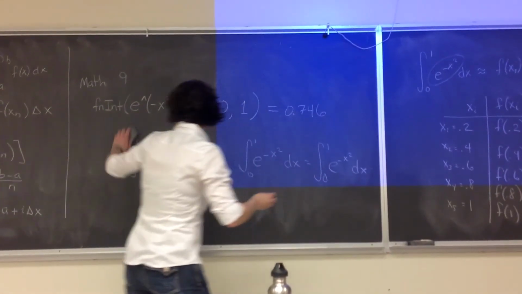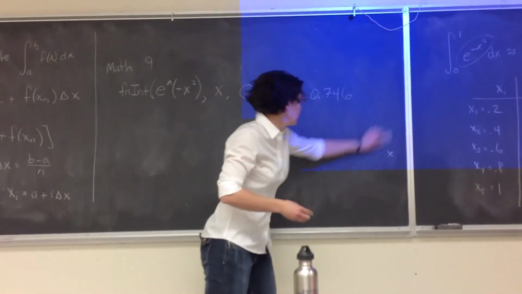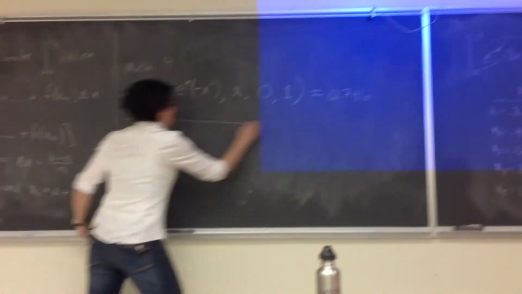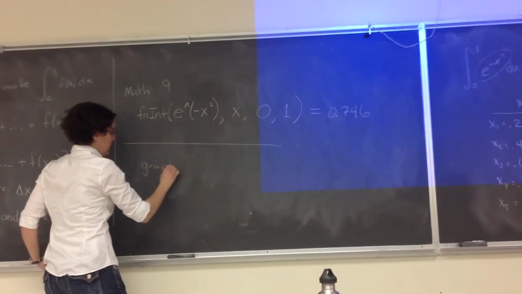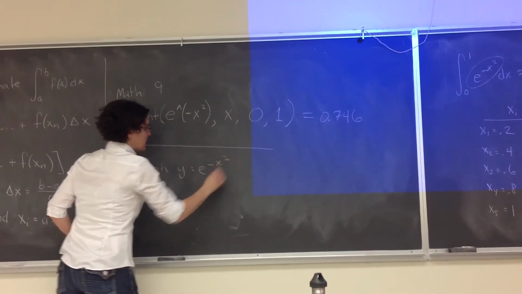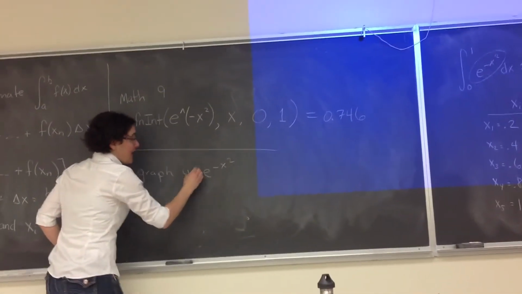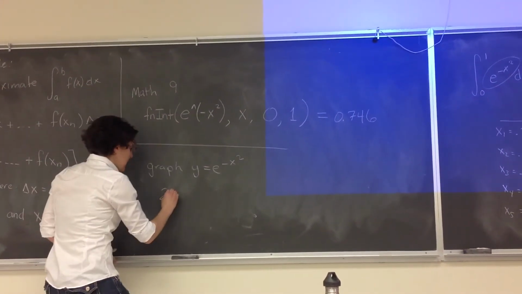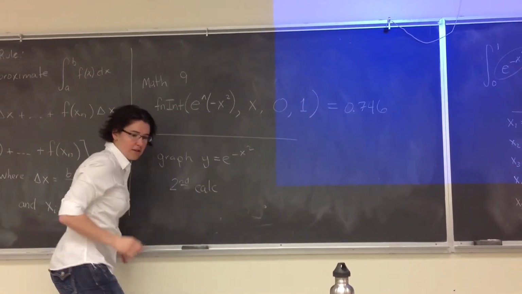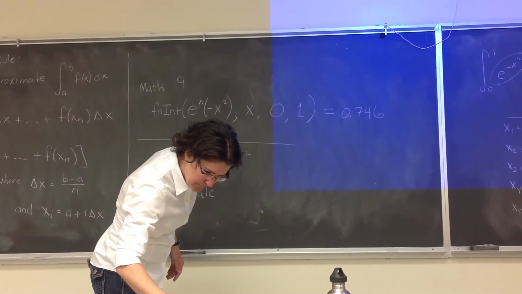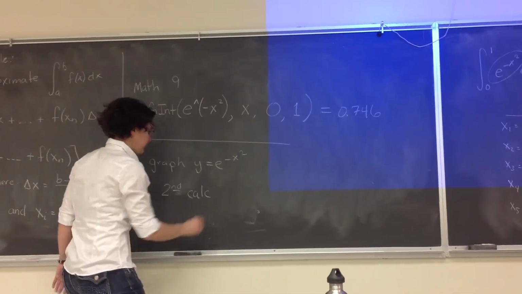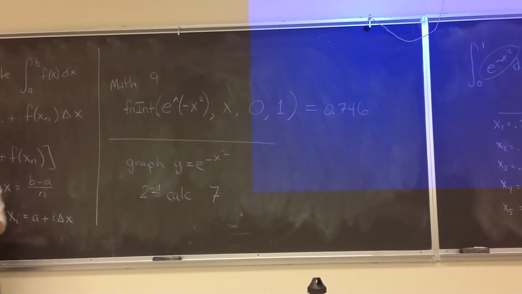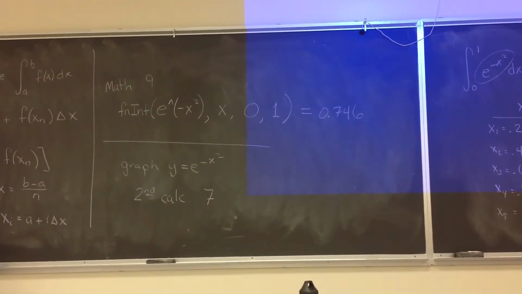So the other option is, besides doing this calculation here with the Math 9 button, the other option is to graph y equals e to the minus x squared. Make sure that your graph is graphing, looking at least between 0 and 1, and then do second calculate, and go down to number 7. And it'll ask you for a lower bound and an upper bound, and it should give you the same approximation.